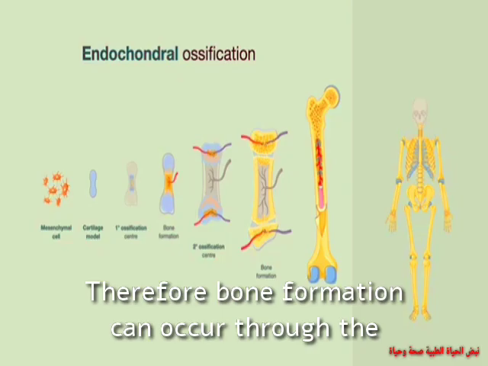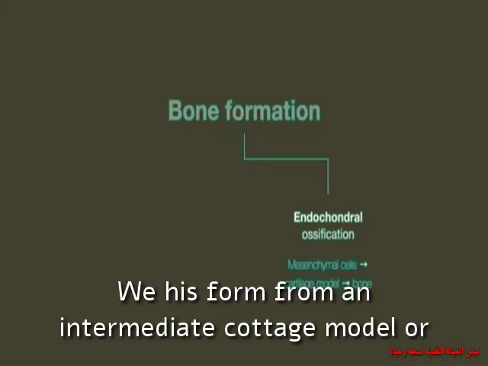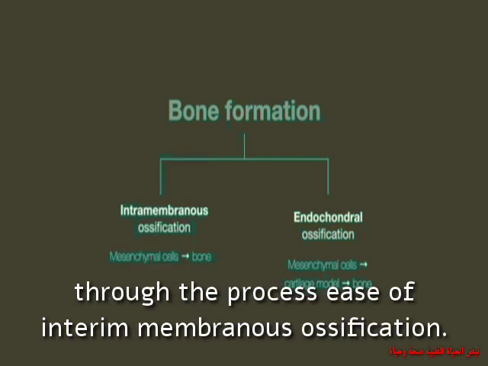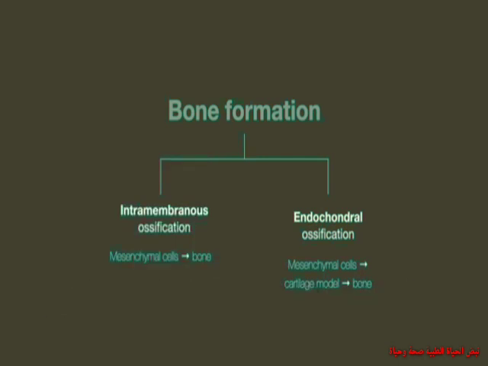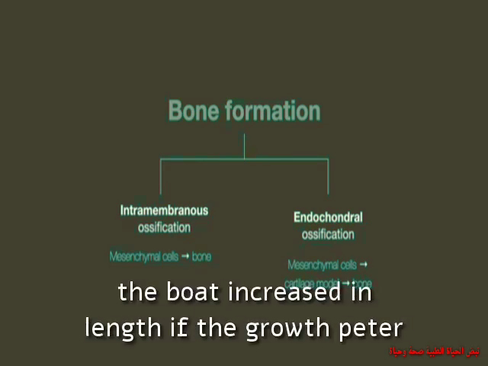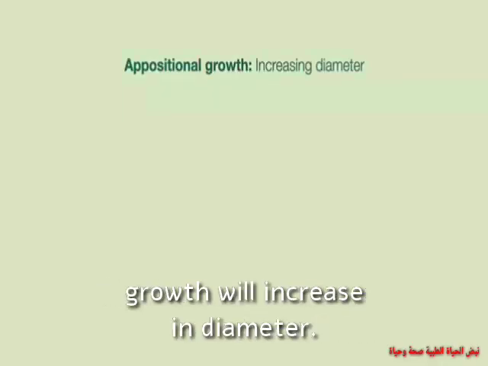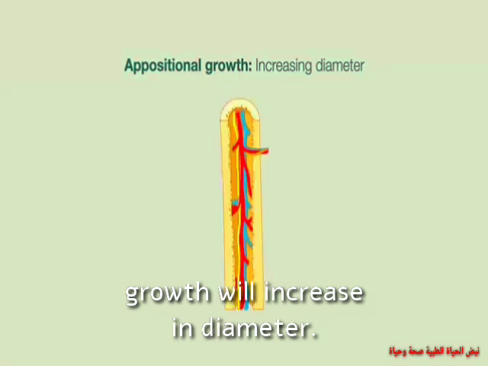Therefore, bone formation can occur through the process of endochondral ossification, where bone is formed from an intermediate cartilage model, or through the process of intramembranous ossification. During endochondral ossification, it is noted that the bone increases in length if the growth plates are still open. The bone also undergoes a process of appositional growth, where it increases in diameter.